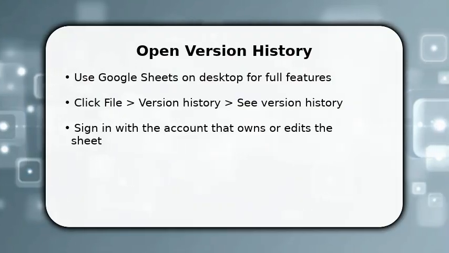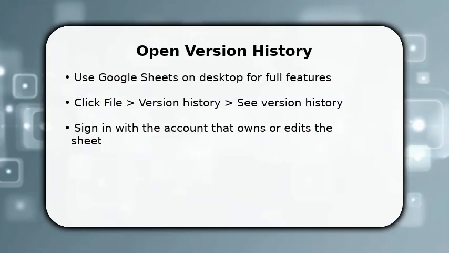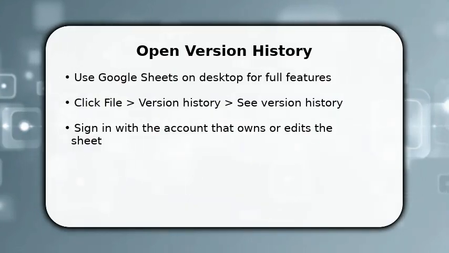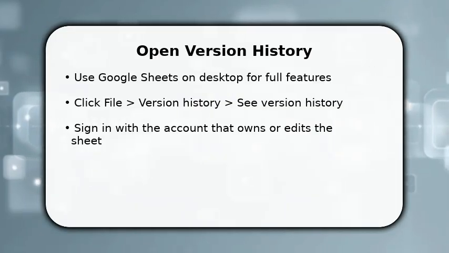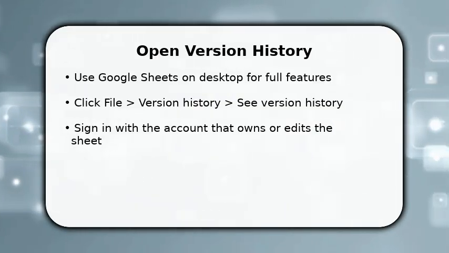You begin by opening the sheet in Google Sheets on desktop. This gives you the full version history view. Once the document loads, click File, then Version History, then See Version History so you can inspect changes.